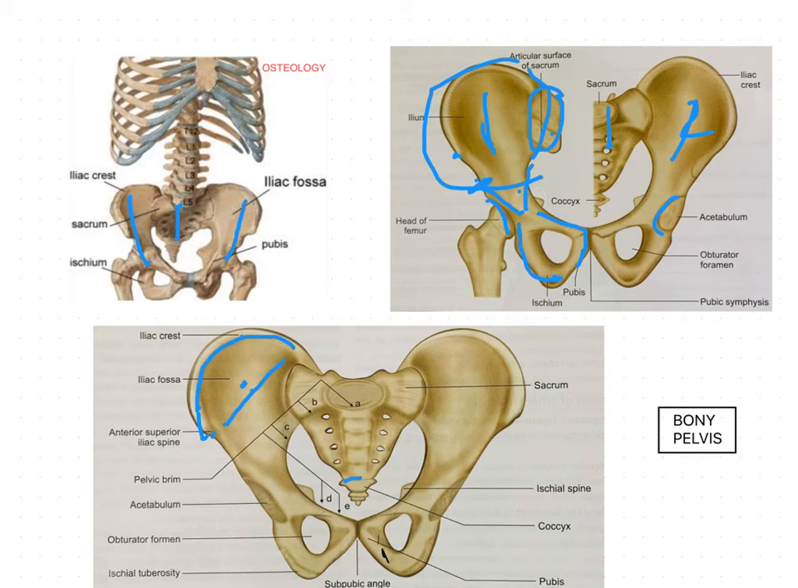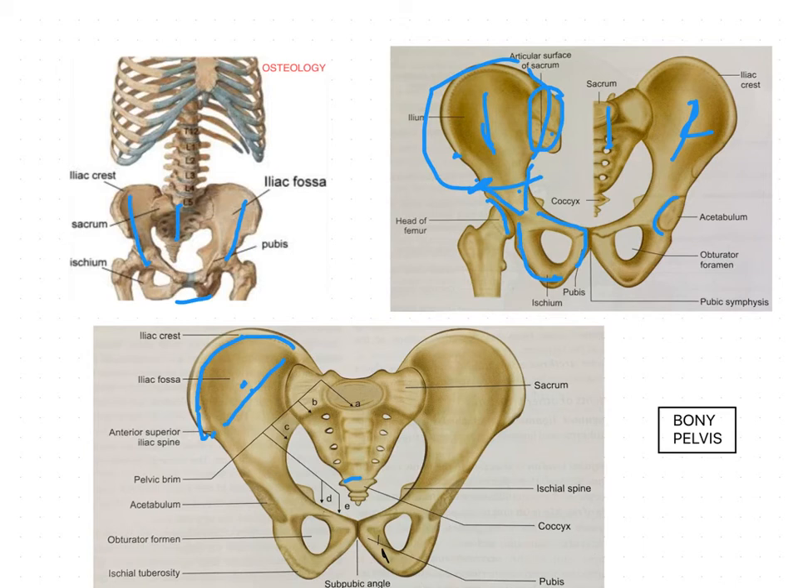These are the structures, and this bone is also obliquely placed. If you can see here, the pelvis is placed obliquely. It is not present purely in the sagittal plane or in the coronal plane. It is placed in an oblique plane. It is making some angle with the sagittal plane, or some angle with the coronal plane here.